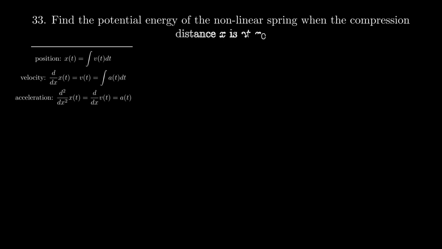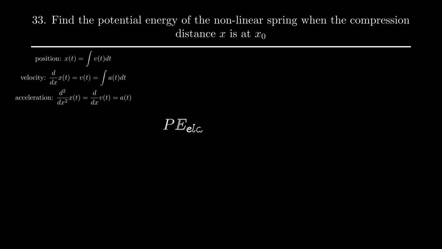And for our final problem, we are asked to find the potential energy of the nonlinear spring when the compression distance x is x0. In this case, x0 is just an arbitrary constant. Because this is a spring, and we are asked to find the potential energy of a spring, which is an elastic system, you might be quick to think that we can find the potential energy using the equation given on our formula sheet, which is that potential energy, or elastic potential energy in particular, is 1/2 kx squared.